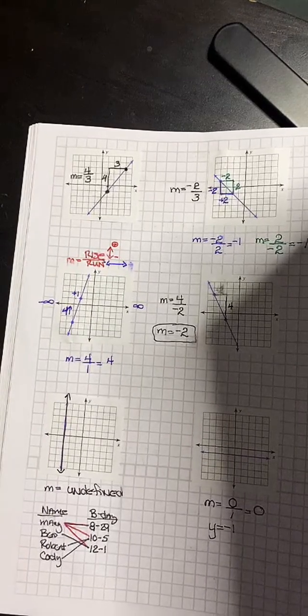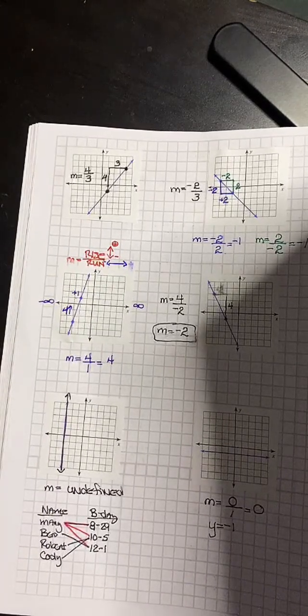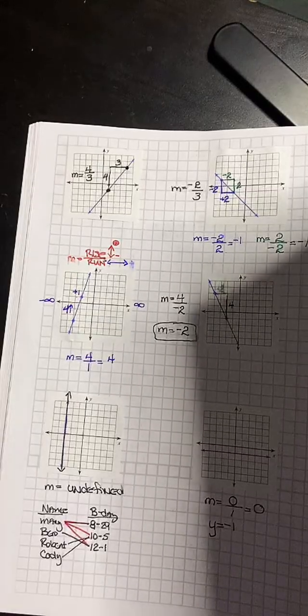All right? You got to rise out of bed in order to run to the bathroom. Okay? Don't pee in the bed. That's gross.